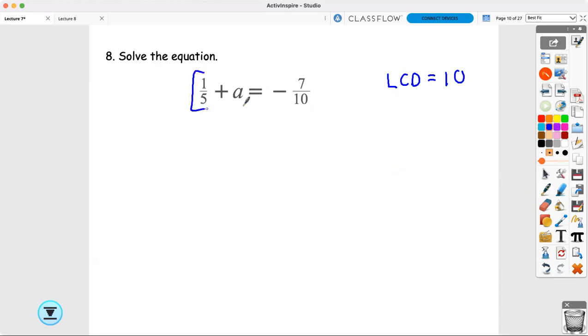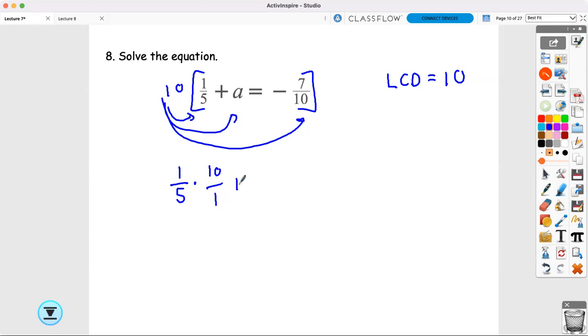We're gonna multiply the whole thing by 10. Now remember, how do I make a 10 into a fraction, guys? Over what? Over 1. Okay, good. So it'll be times 10 over 1. Plus 10 times a is just 10a equals -7/10 times 10 over 1.